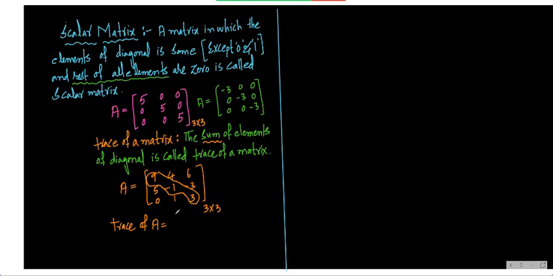Now we have to take the sum of this: 9 plus -1 plus 3. This is equal to 9 plus (-1) plus 3. 9 plus 3 is 12, 12 minus 1, answer is 11. So like that we can find the trace of a matrix. We have to take the sum of the elements of the diagonal. Okay.